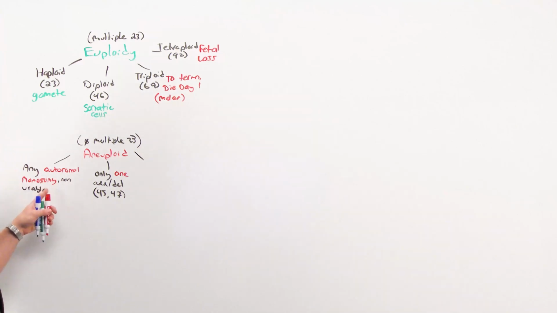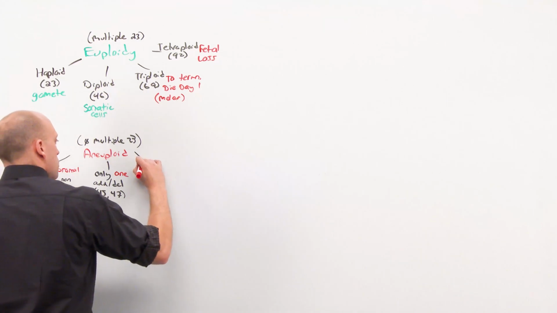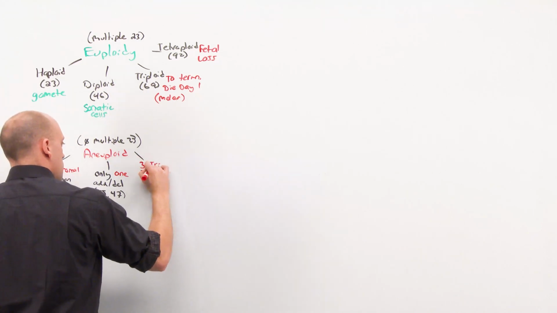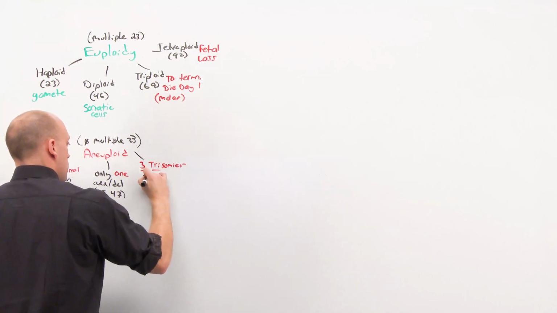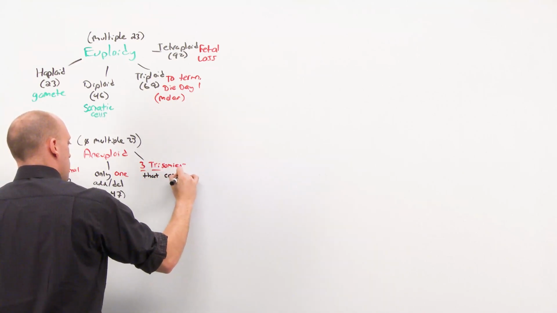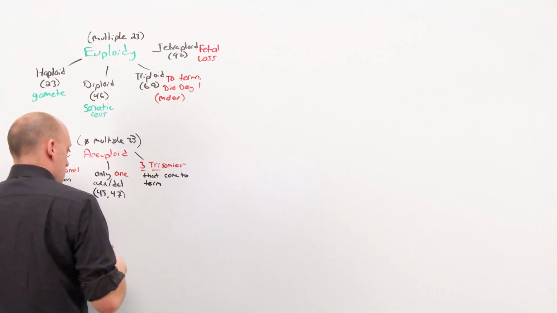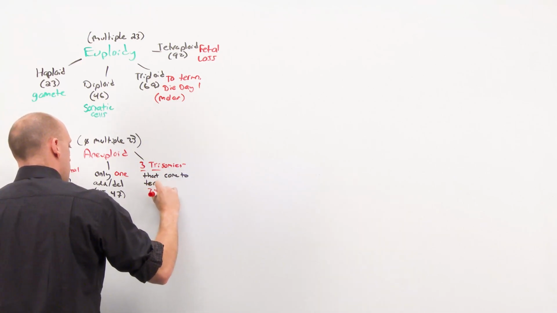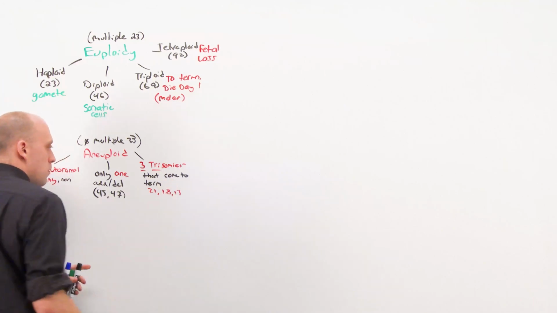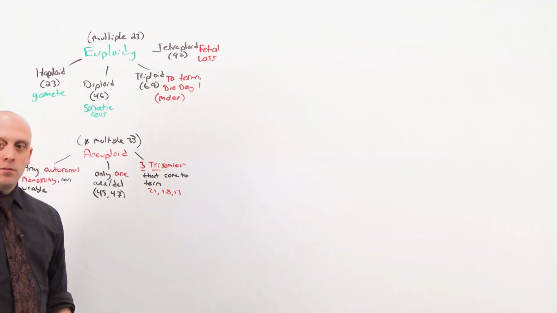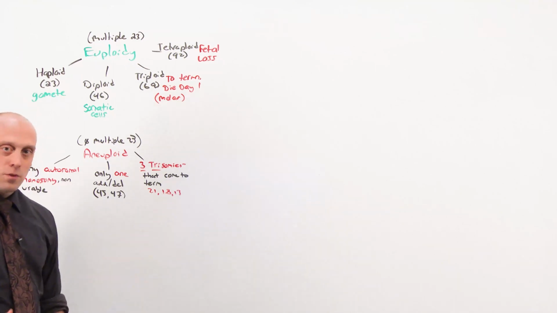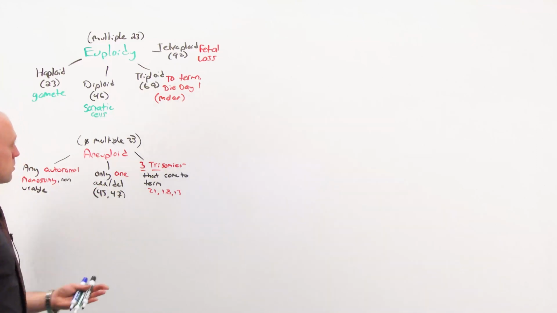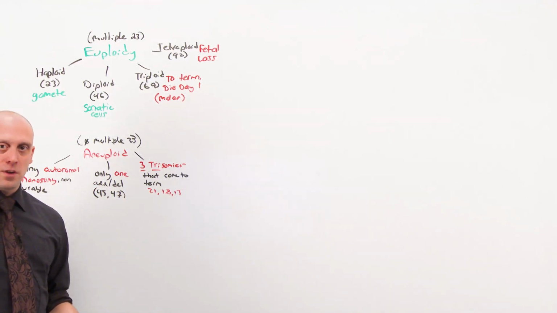All autosomal monosomies not tolerated, organism dies. There are only 3 trisomies, that's convenient, 3 tri, that can come to term. And that's going to be 21, 18, and 13. 18 and 13 definitely dead within the first year. Most die within the first month. 13 in the first week. So there aren't a whole lot of disorders that you're going to need to be able to identify.